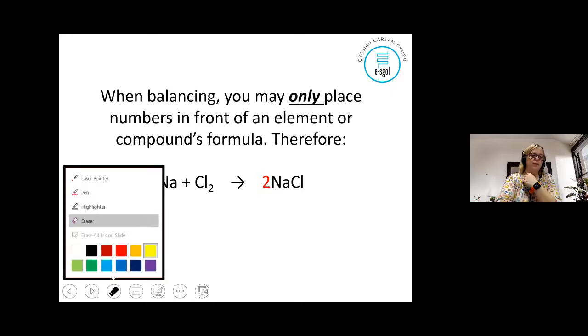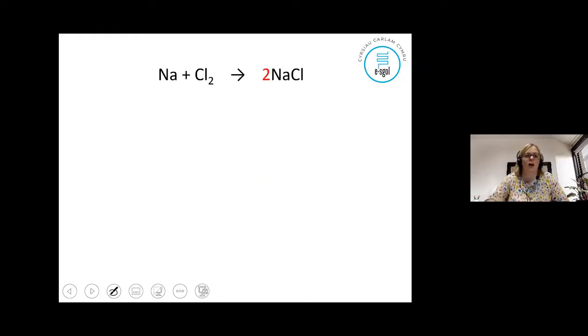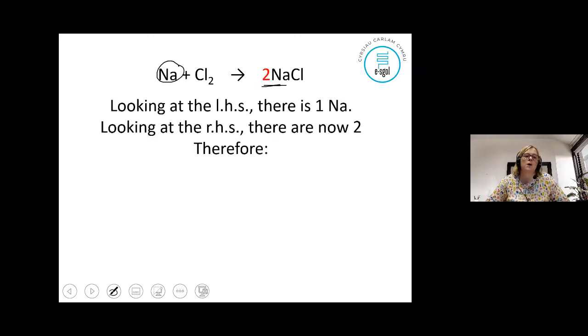So we can see that we've got 2 Cls now. So we fixed that problem of having 2 Cls. Happy days. But then, look, we've now got 1 Na, but we've now got 2 that side. Well, that can't be allowed either. So looking at the left-hand side, there's still 1 Na, but the right-hand side now has 2. Therefore, we need to do a further action, and that further action is to add this final 2 here.